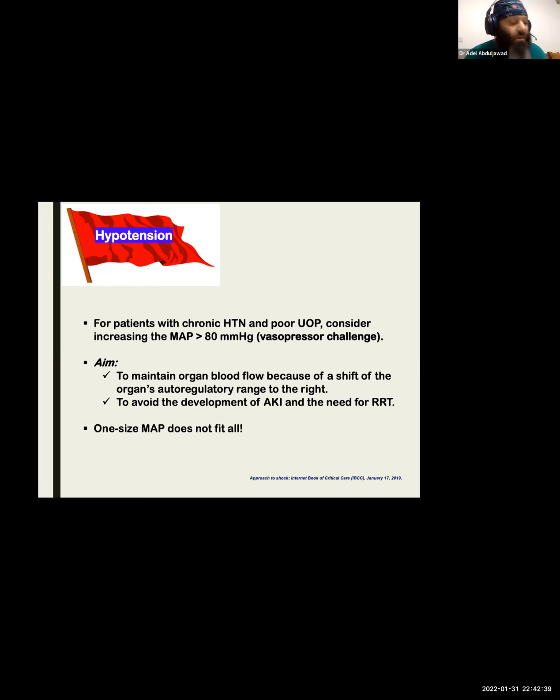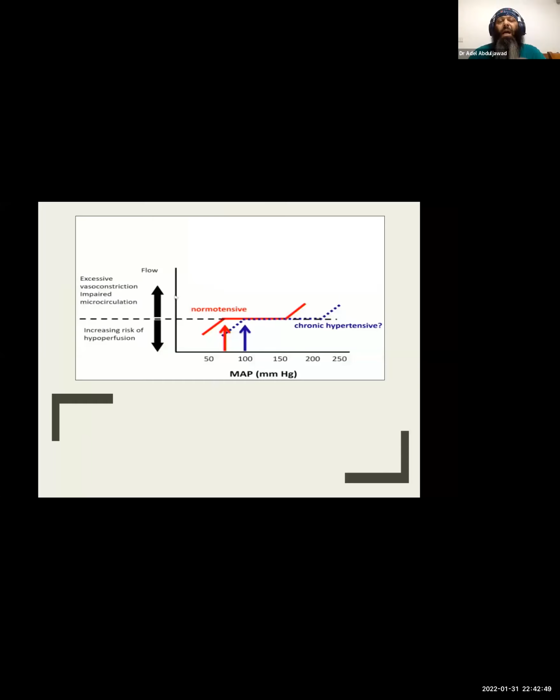So I do what's called a vasopressor challenge. You find that the patient is responding in the form of good perfusion and adequate urine output. And this is what I told you before. This is how to respect the individual MAPs.